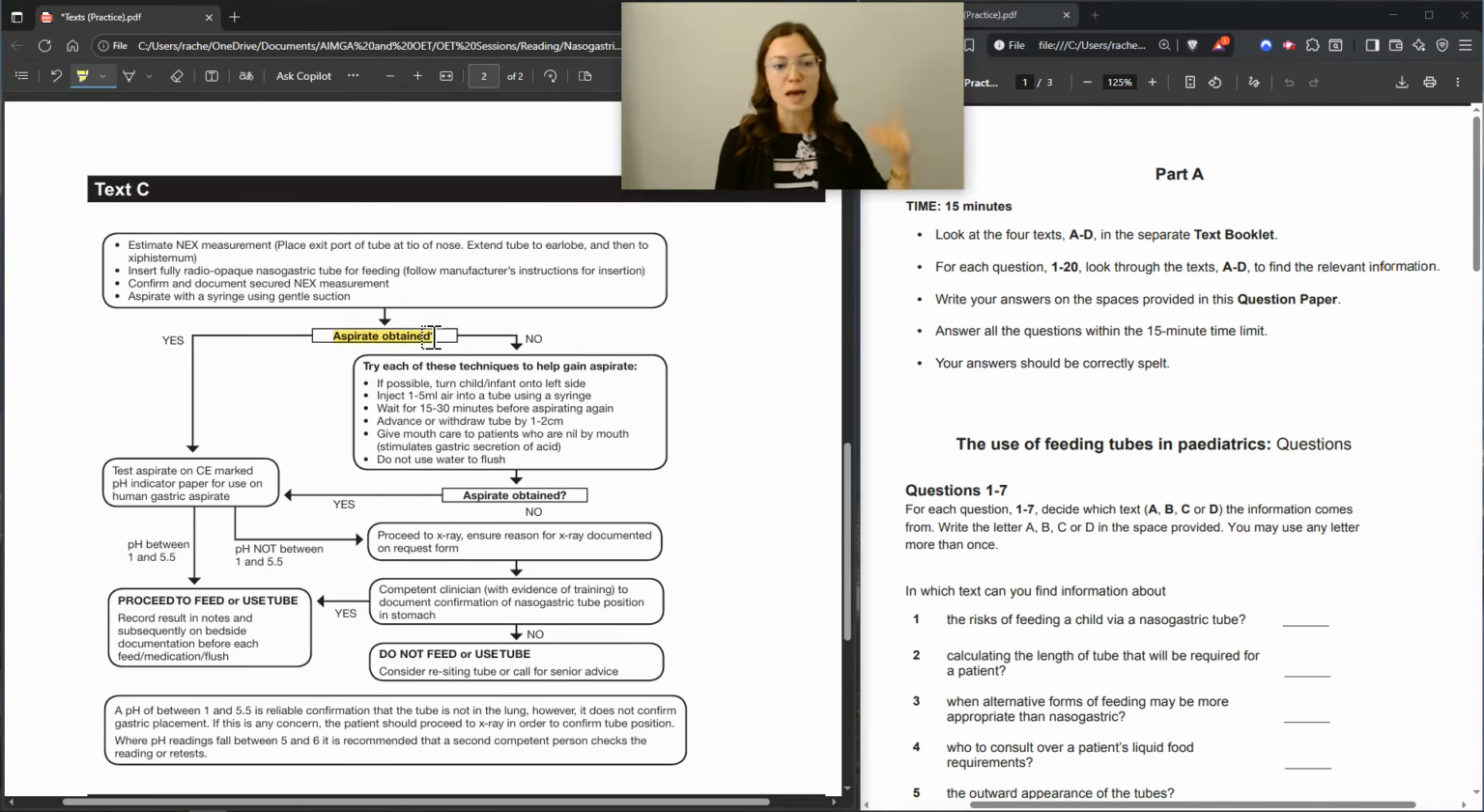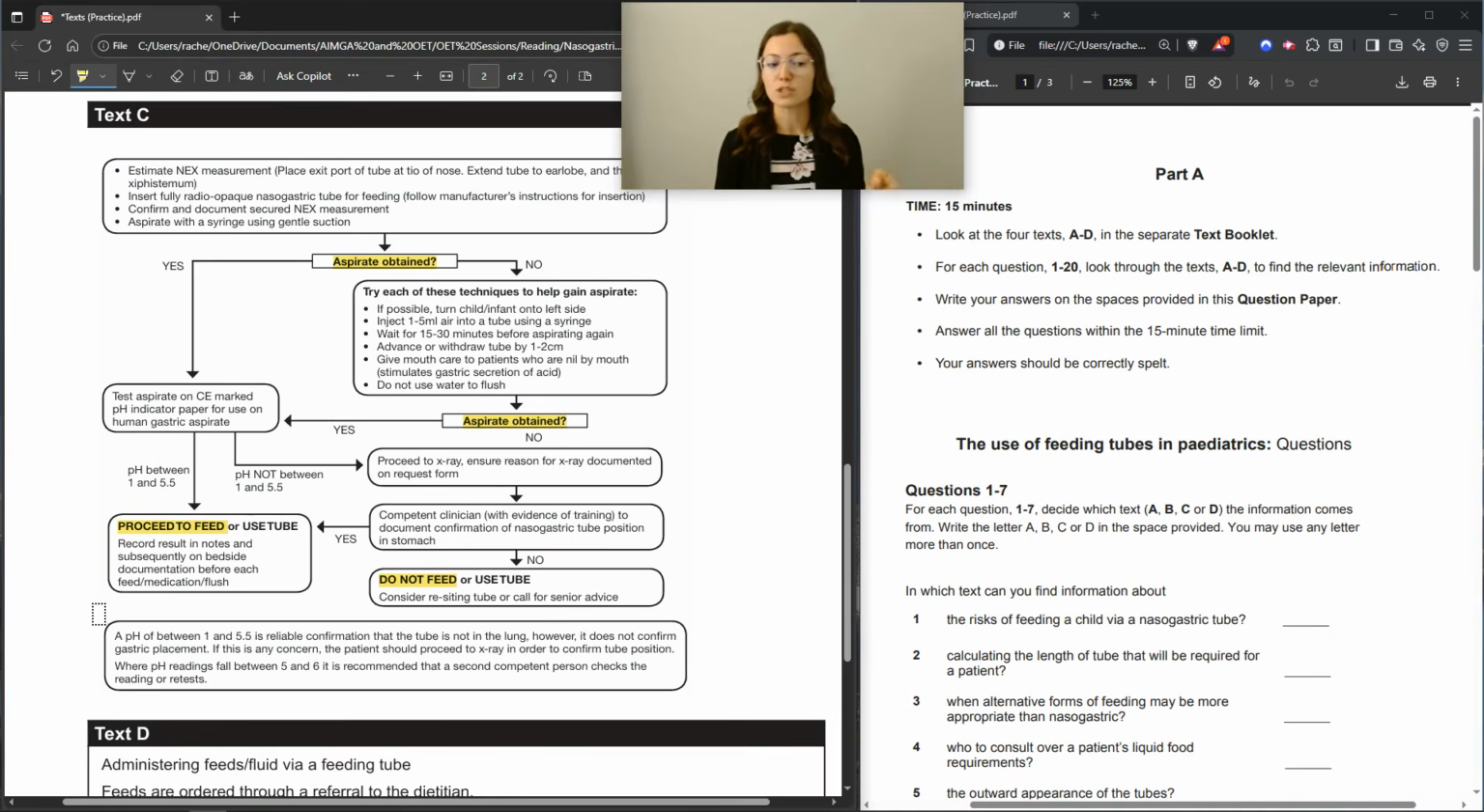So in this case, we see the word aspirate not only once, but twice. So we know, in short, this is a flowchart summarizing what to do if aspirate is or isn't obtained, I should say. Not only that, there are some final pieces as well: proceed to feed and do not feed. So if I was to summarize this in short, I would say decisions about obtaining aspirate and proceeding with feeding. That's all I need in my preview.